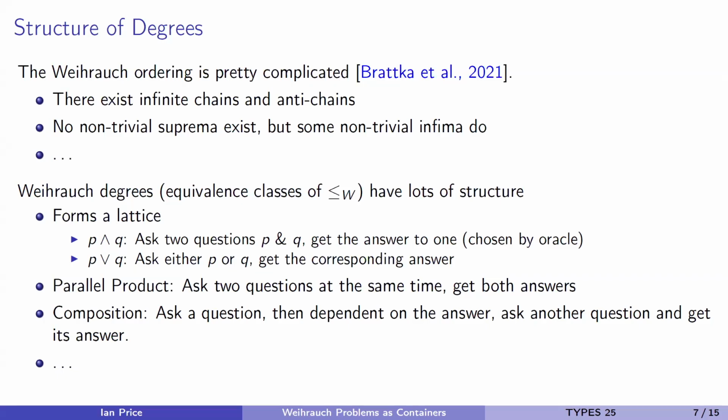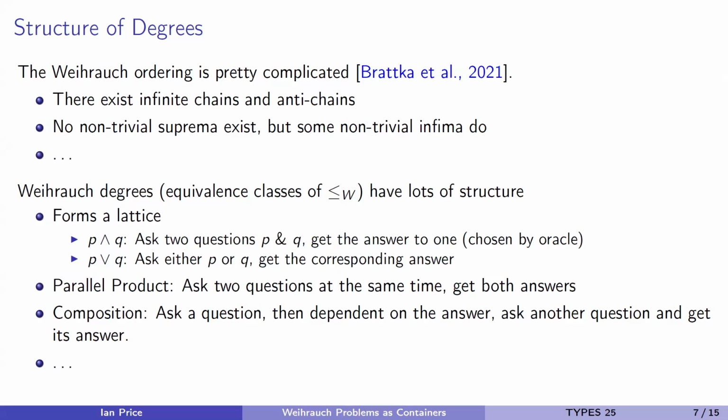But they do have a lot of algebraic structure, which is kind of more interesting to me. So when you look at the equivalence classes in this ordering, you don't just get a poset, you get a lattice. And I'm defining these in a bit of hand-wavy way. But to take the join, I either ask a P question or a Q question, and I get the appropriate answer back. To get the meet, I say, here's a P question, here's a Q question, give me an answer back. Parallel product, give me both answers back.